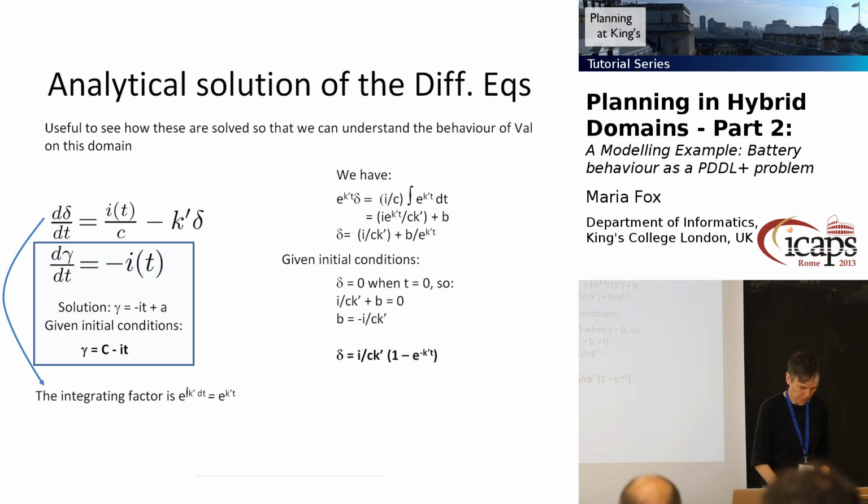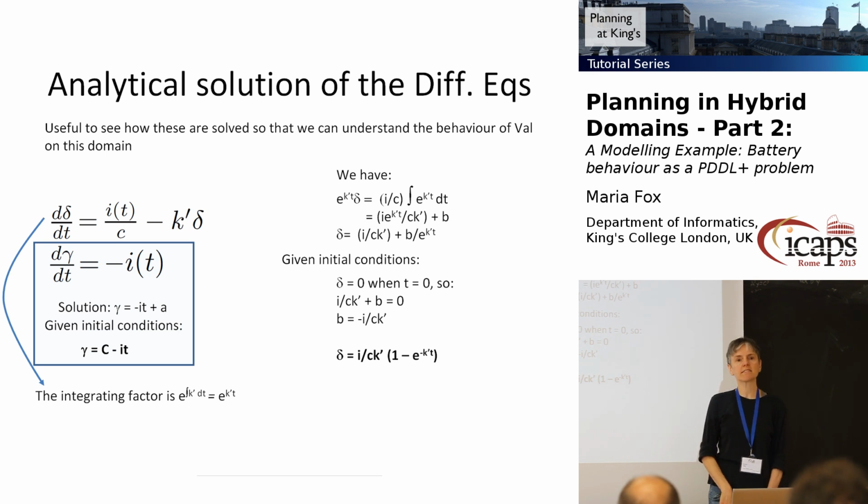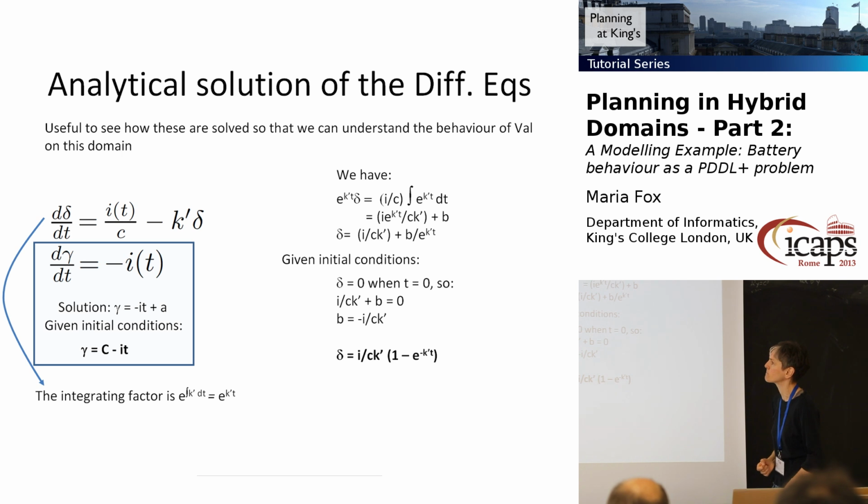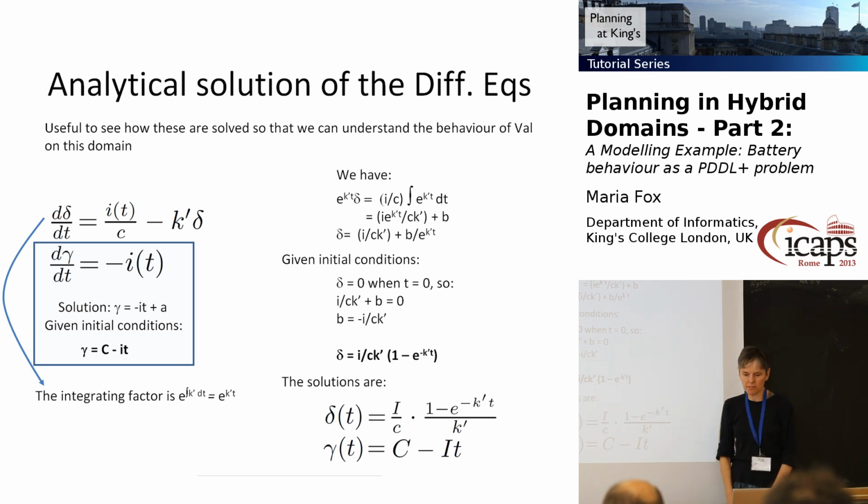So Maria, you're assuming that I is constant, right, when you're doing this? I is a load which is constant over a time period, but it does whatever, alternates. I'll show you an example. Okay, so finally, these are our solutions then, and we will see the importance of those when we come to look at the validation of the plans.